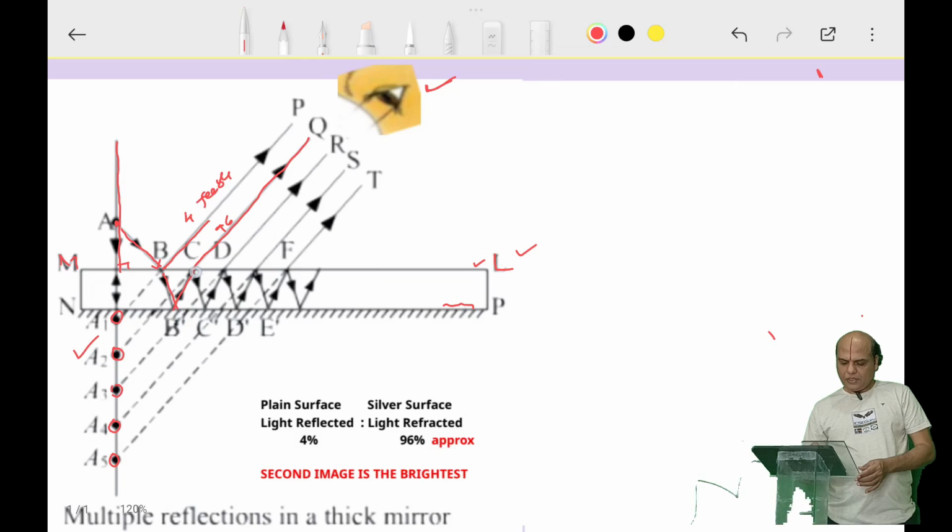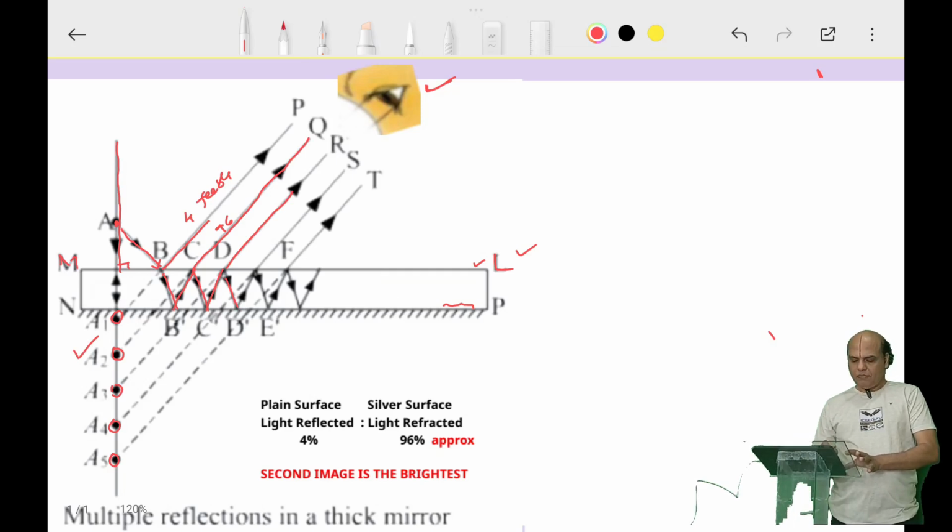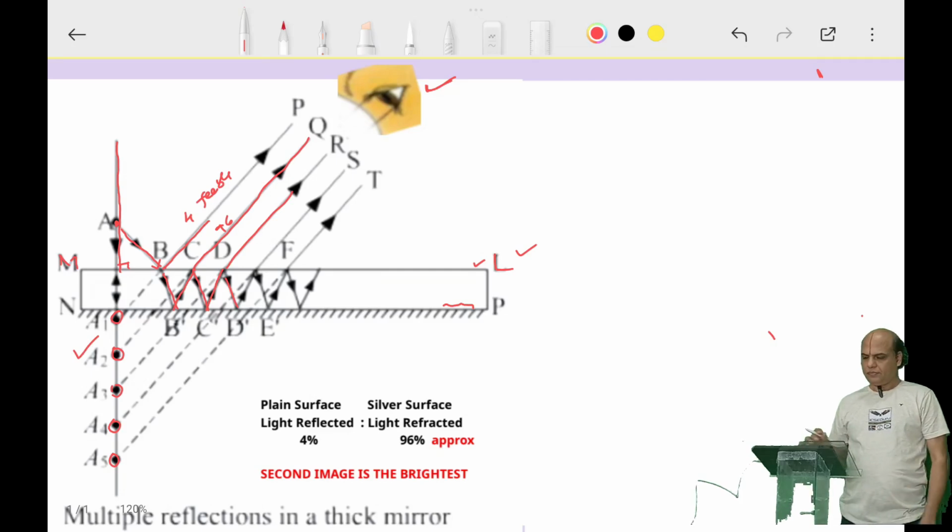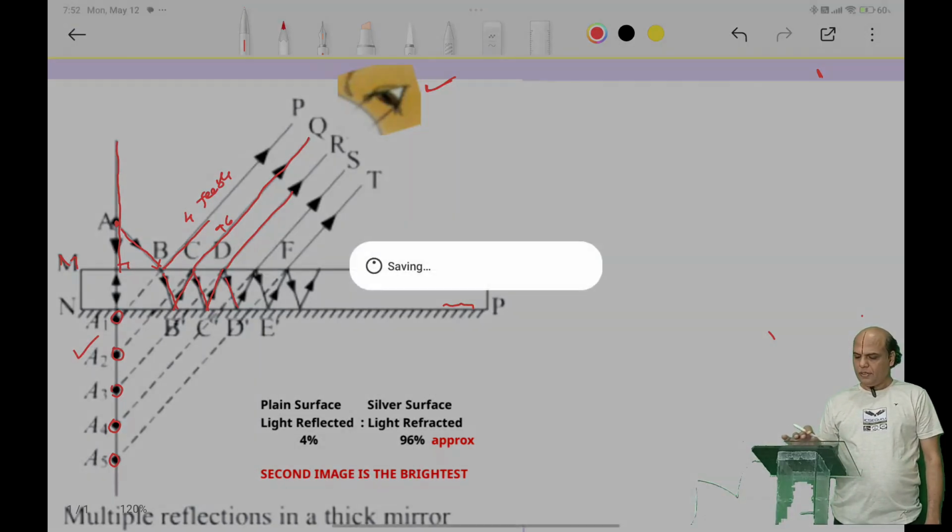From this surface, again, a part of energy is reflected, which would be 4% of 96. And this energy will again be totally reflected internally. So this reflection and refraction keeps continuously happening, and an observer will find a series of continuously fading images, A1, A2, A3, A4, A5, whereas A2 is the brightest. Understood? Let's move to the next topic.